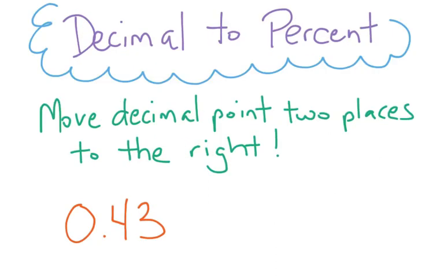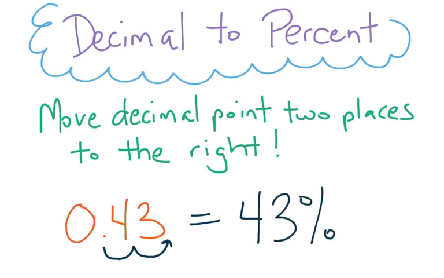So when we start with a decimal and we want to go back to a percent, I'm still going to move it two places, but now I'm going in the other direction. I'm going to the right. So if I have 0.43 here, or 43 hundredths, starting at the decimal location that is already there, I move it two places to the right. So 0.43 or 43 hundredths ends up being 43%.